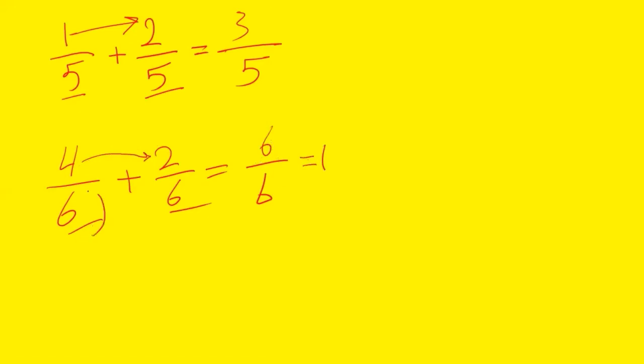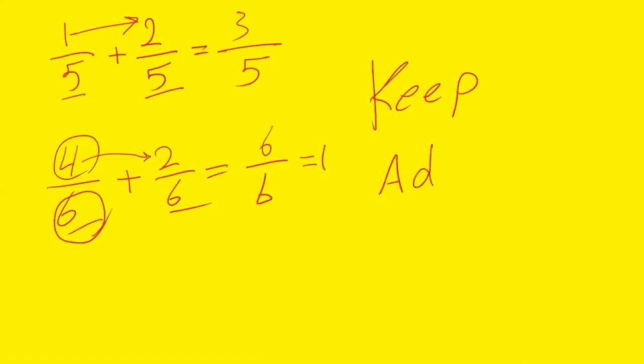I can say keep and add. Keep the denominator as it is, and add the numerators. Okay. So this is a problem solved with two steps. The first one is to keep the denominator as it is, and the second one is to add the numerators.